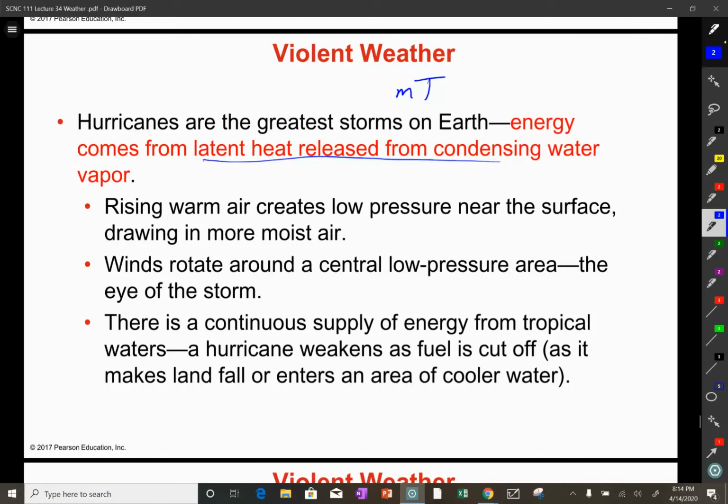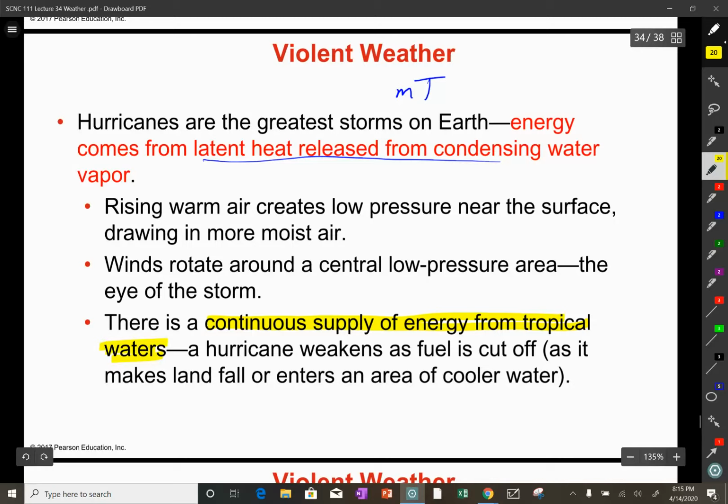A tropical depression is where you have a low pressure system over the ocean because of warm water in the ocean. But just like with the tornado, that rising warm air leaves behind low pressure, air rushes in, and the Coriolis effect makes it spin. You have the same fundamental thing that caused the hurricane, but with a lot more energy feeding it from the ocean's warm water, so you develop much bigger, stronger storms. So you have, as it says here, a continuous supply of energy from tropical waters.